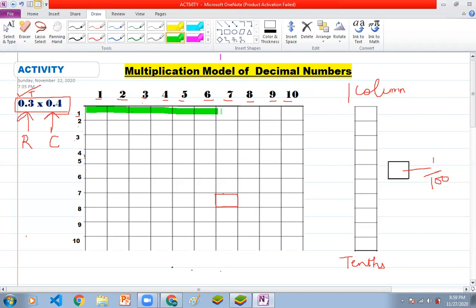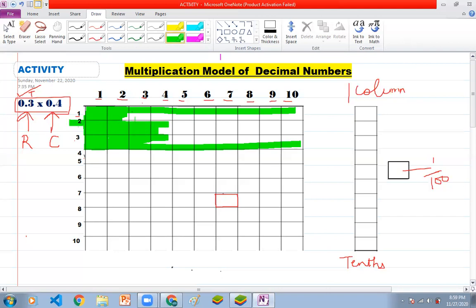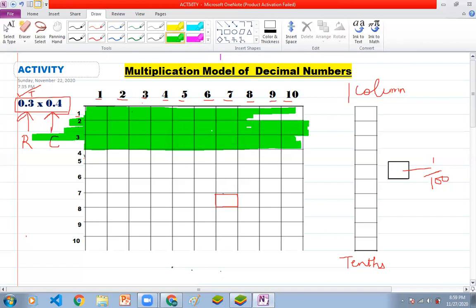You can shade any of the 3 columns. I am taking the first 3 rows to shade. I am using a green color, so you can use a different color to shade rows and columns. I am taking a green color to shade 3 tenths. So you have to shade 3 tenths, right? This is how I am shading 3 tenths. Only the 3 columns you need to shade. It will represent 3 by 10.